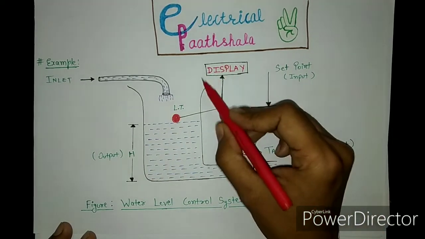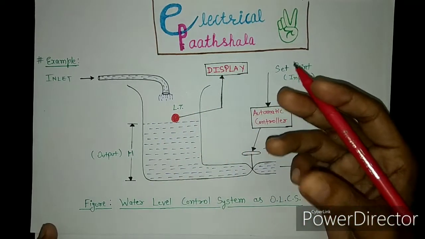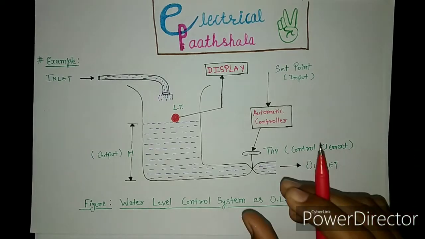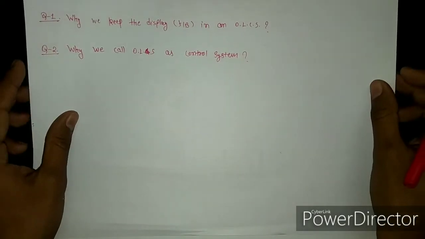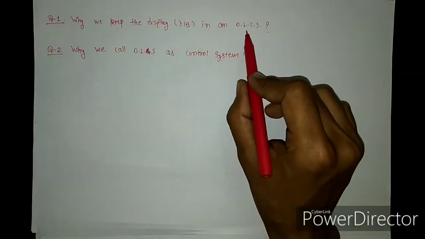That's why we keep this display, we keep this feedback mechanism, so that we can take control action. So that's why to know whether for a given input a desired output is obtained or not, we keep the display or feedback mechanism in an open loop control systems.